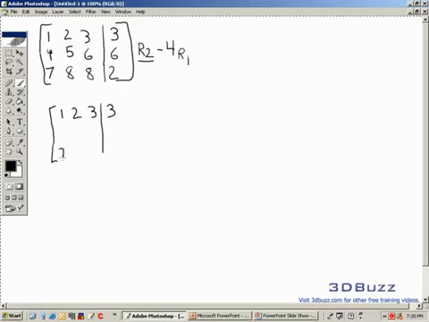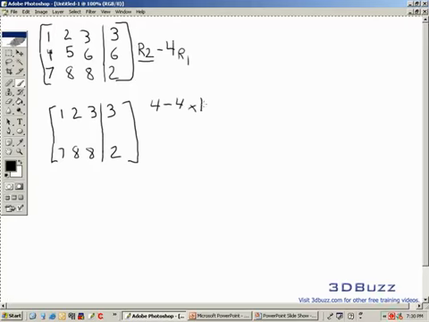Okay, so anyway, 7, 8, 8, 2. Again, that row is not changing. So the only row that's changing is the second one. So 4 minus 4 times 1. So you're taking row 1, multiplying it by 4 and subtracting that from row 2. This was what was in row 1 and that was in row 2 for the first entry. That gives 0, because that was what our intention was.